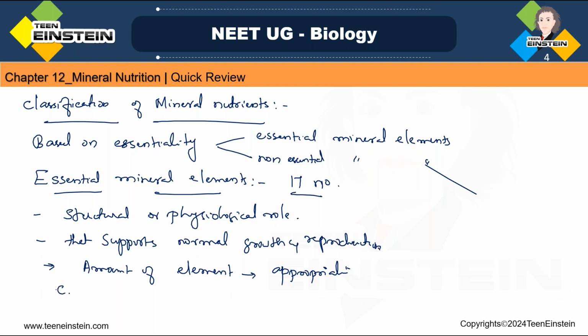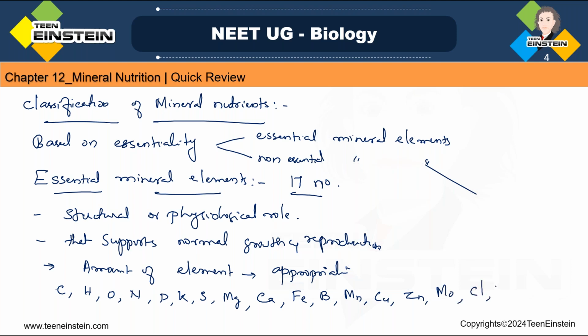17 essential elements. They are carbon, hydrogen, oxygen, nitrogen, phosphorus, potassium, sulfur, magnesium, calcium, iron, boron, manganese, copper, zinc, molybdenum, chlorine, then nickel. So these are the essential elements. Okay.